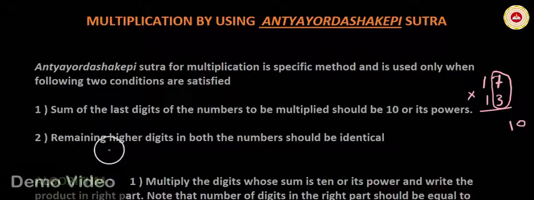What is the second condition? The remaining higher place digits in both the numbers should be identical. See, here is the higher place. In the multiplicand there is 1 and in the multiplier also there is 1 at the tens place. That means the second condition is also satisfied. So we can apply the Antyayordashakepi sutra for the multiplication of these two numbers.